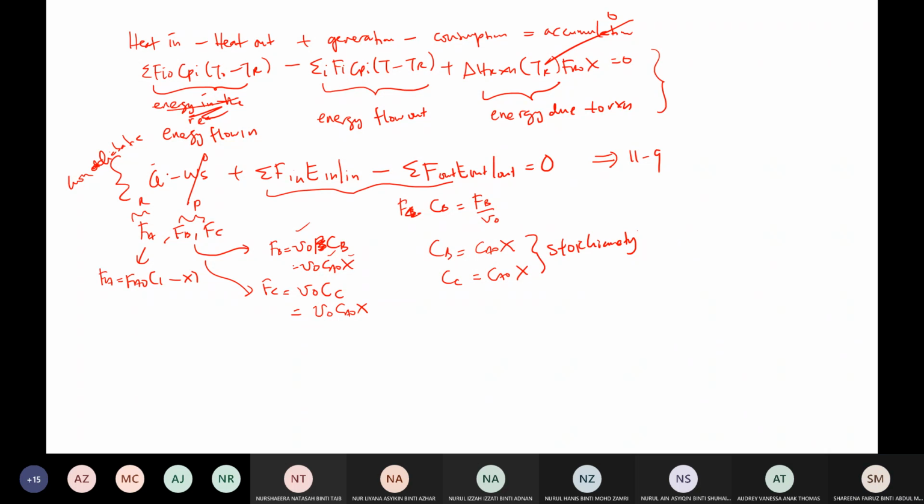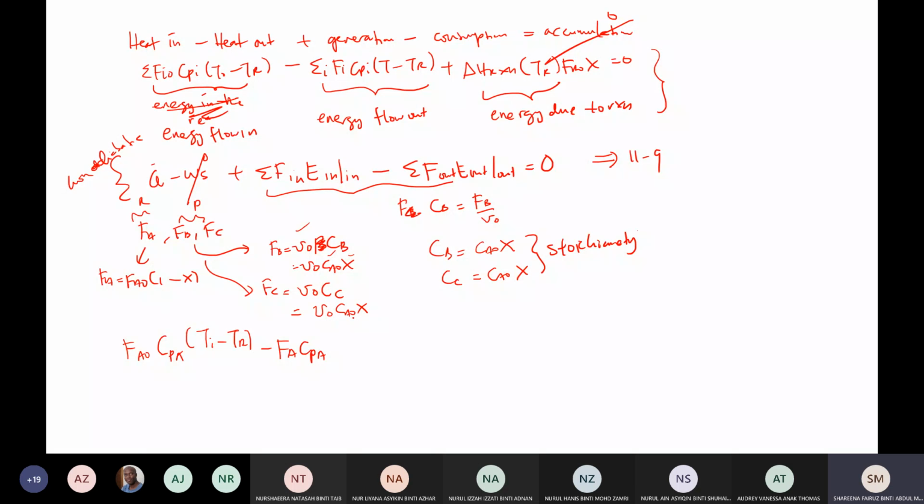So it will become FA0 CPA, ini lah species dia, times with the T, I letak T inlet lah, minus TR. T0 adalah T inlet lah I buat. And then untuk flow out, sekarang I tukar jadi T lah supaya you jangan confuse. So I tulis kat bawah sini adalah minus, pecahkan dia, CPA untuk species A, B and C.